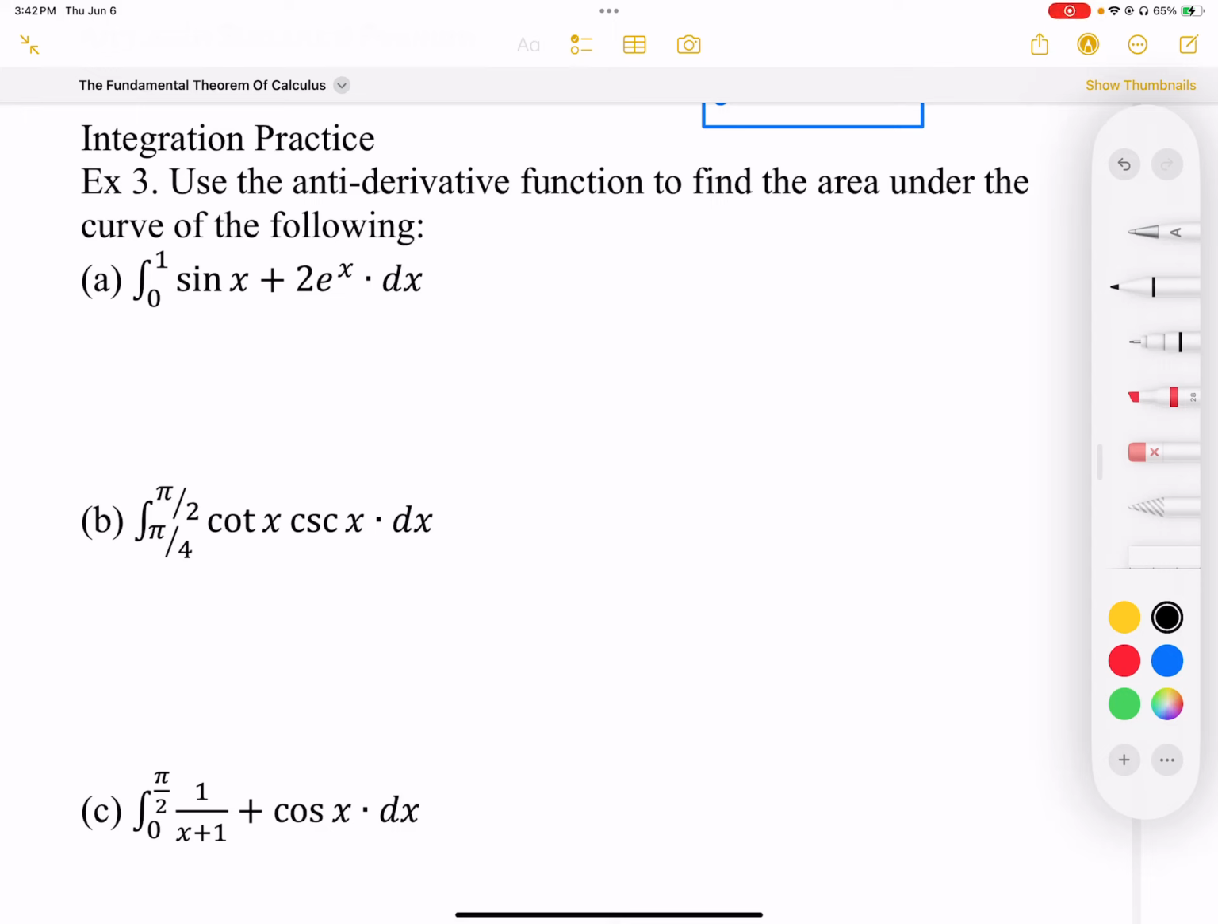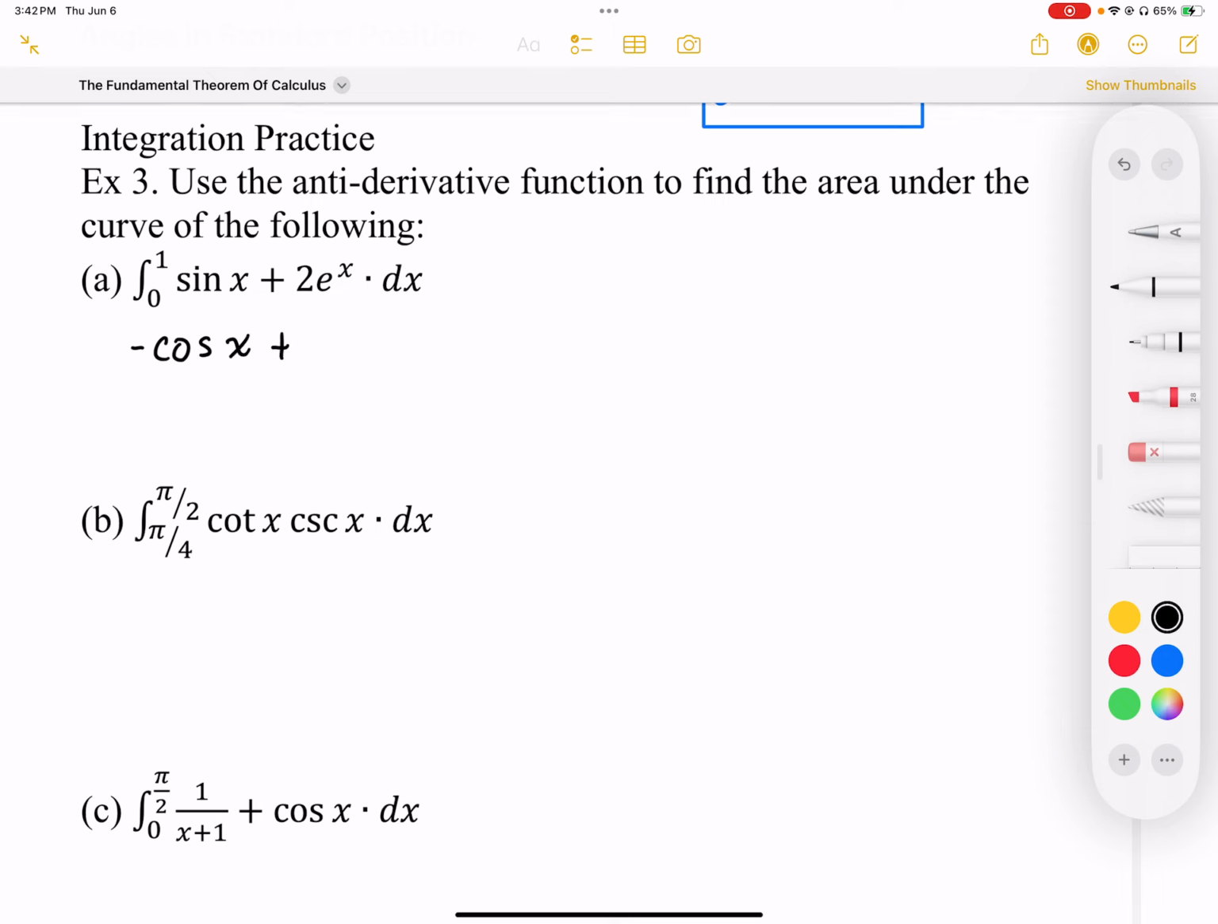In example 3, we're just going to practice some regular integration and using an antiderivative function, and we're going to find that area or the displacement on the antiderivative from the bounds. So for A, we're finding a definite integral, which is area. So we're going to anti-differentiate sine. So anti-differentiating sine, we get negative cos.